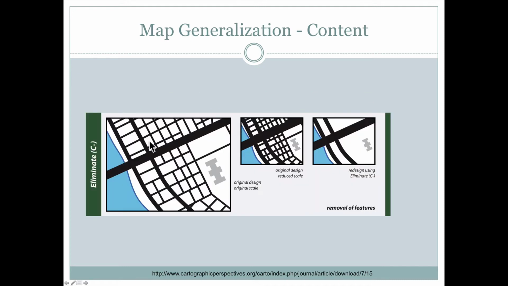Let's say we want to take a map like this and show it in a smaller area on a piece of paper or on a web page. Although all of these individual streets look fine at this scale of mapping, they start to look very cramped at this scale. So we can just take off the minor streets and just leave the major streets on this map. That would be an example of eliminating certain features or content so that we can have a more generalized map.